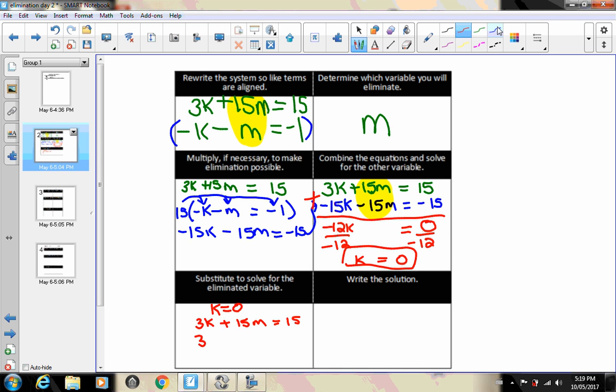So it becomes 3 bracket 0 plus 15m equals 15. I can simplify this. 3 times 0 just gives me 0, so I don't need to write anything. Is 15m is equal to 15. Divide both sides by 15, and we get m is equal to 1. And I can write my solution. We usually do it in alphabetical order, so this isn't xy, but this is km. K comes before m, so it's 0, 1 is my point of intersection.